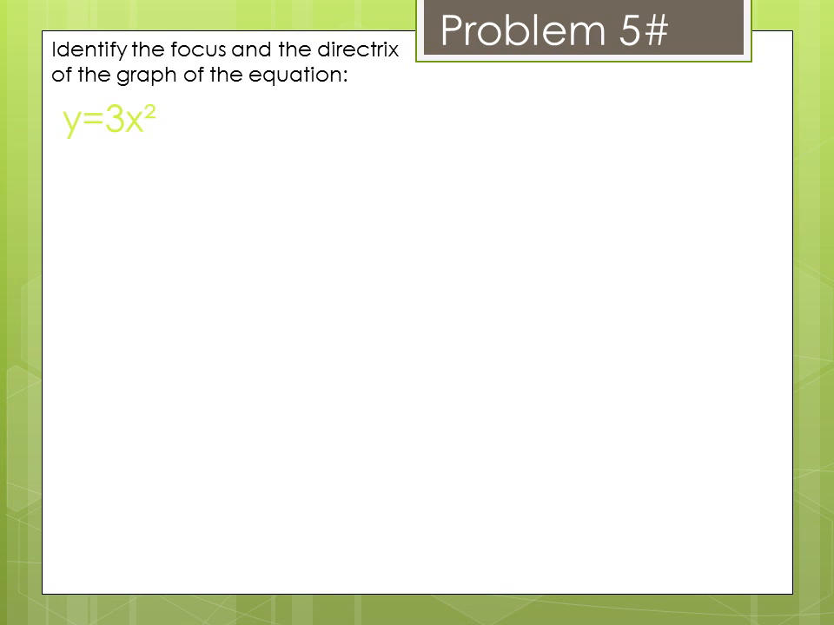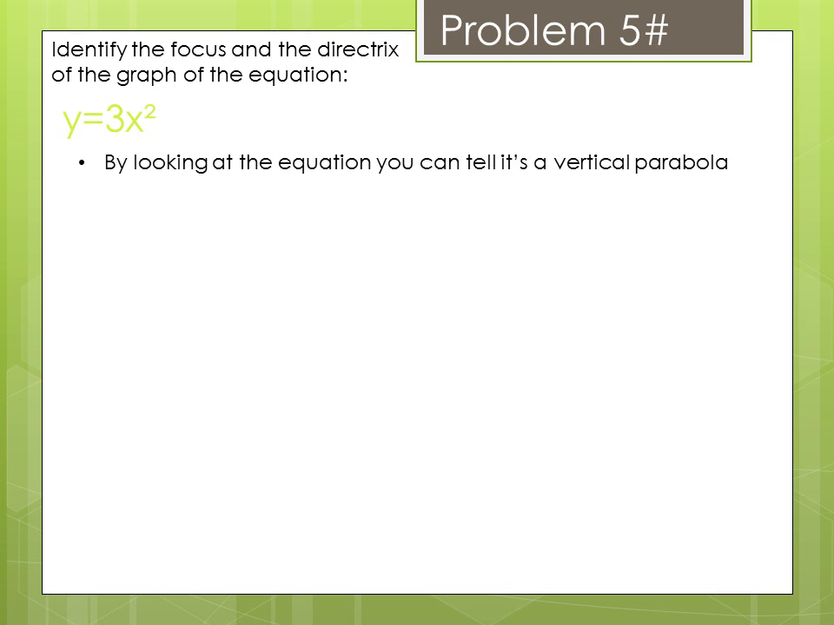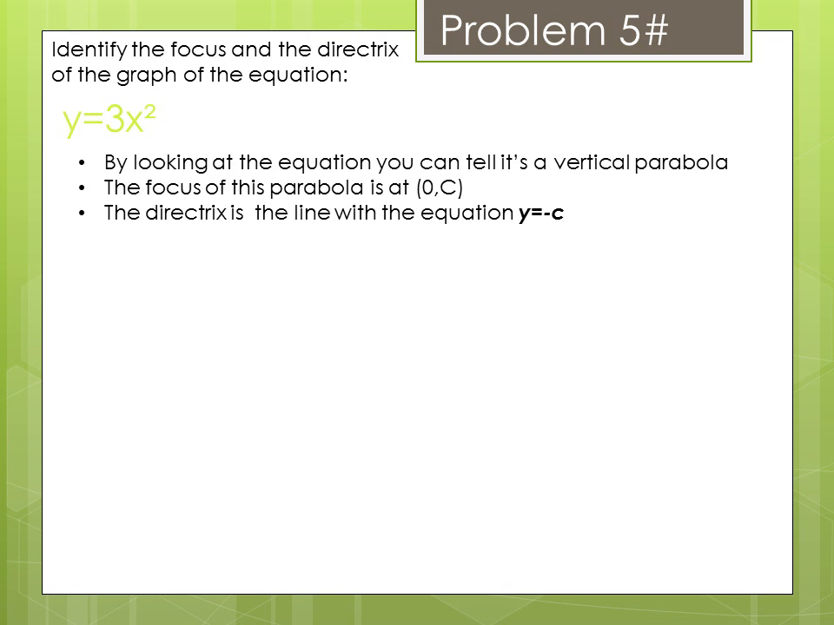For this problem, we have to identify the focus and the directrix of the graph of the equation. In this case, the equation is y is equal to 3x squared. By looking at the equation, you can tell it's a vertical parabola. And the focus of this type of parabola is going to be at 0, c. The directrix is the line with the equation y is equal to -c.